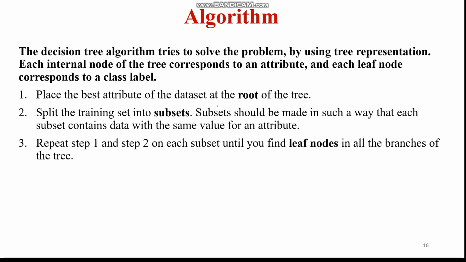When we talk of the algorithm, it simply places the best attribute of the dataset as the root node. It means the root node is decided as the one having the highest information gain. This is based on entropy and information gain. There is a separate video available on my YouTube channel for entropy and information gain, so if you have any doubt, you can watch that video. Then split the training set into subsets. Subsets should be made in such a way that each subset contains data with the same value for an attribute.